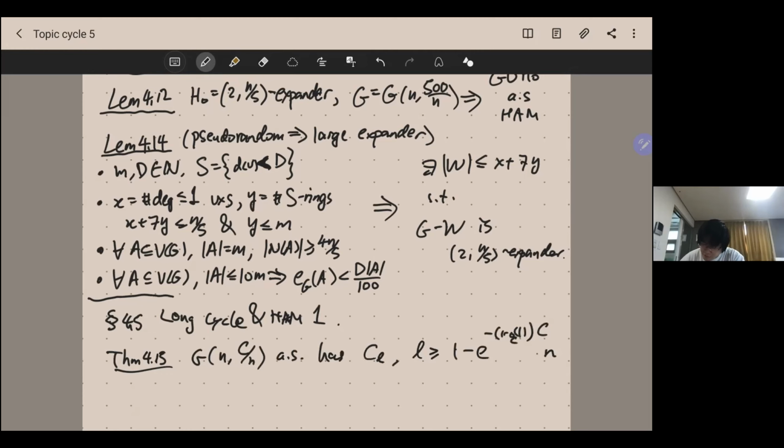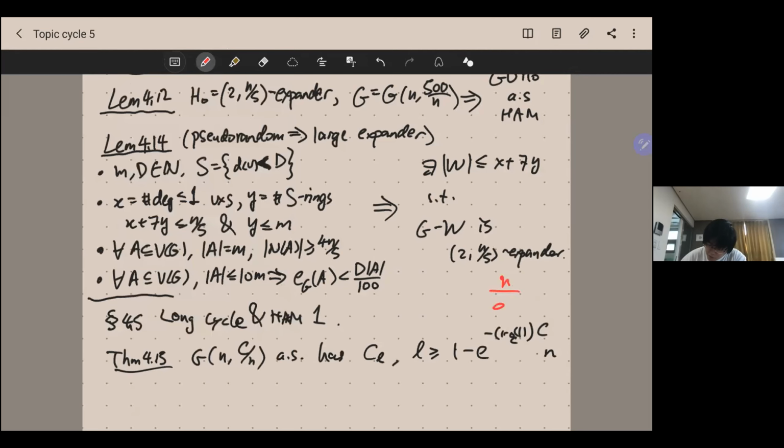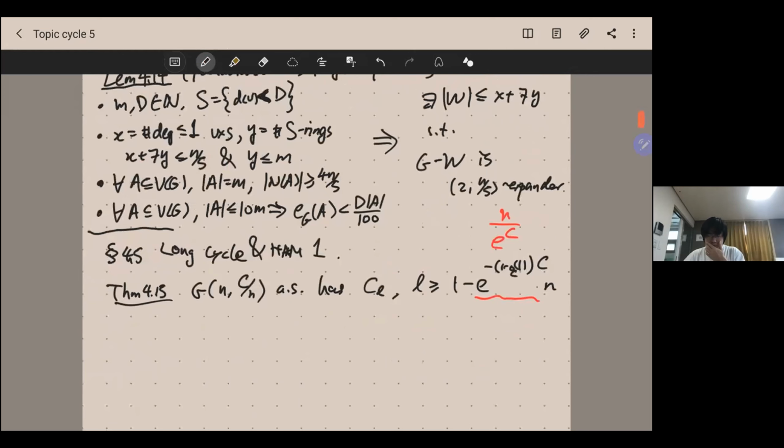It looks a little bit complicated. If you ignore the little o(1) term, this is roughly error term n over e to the c, basically. Which is a big improvement. Before we only had polynomial in c in the error term, 1 over c, something like that.